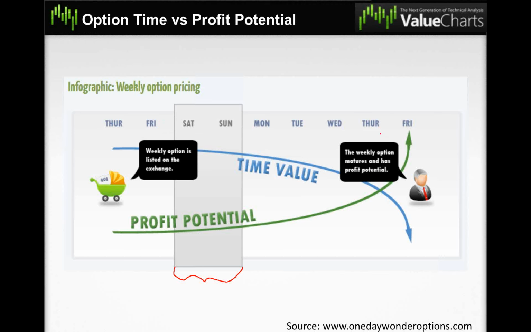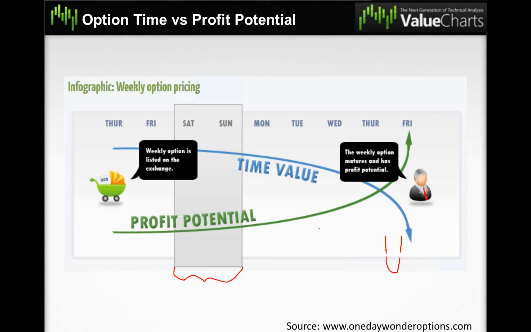The other situation is if you find yourself Thursday evening before the Friday expiration day, as a percentage of the time that's left, that's very significant as well. So just as a general rule, stay away from, or I would say you want to consider options that are not going to get beat up on the time value.